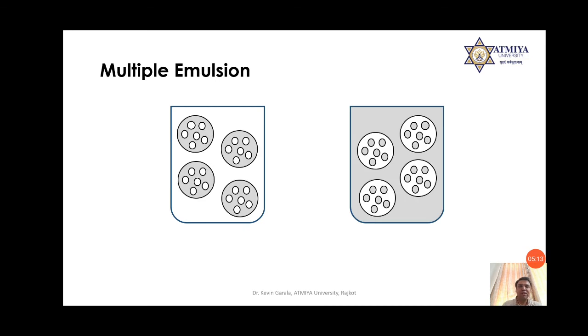Now the next one is a multiple emulsion. So, simply, primary emulsion and multiple emulsion. The difference is that in a primary emulsion only two phases exist, while in a multiple emulsion we consider there are a total of 3 phases. So the first one is a continuous phase. Next, in the case of a primary emulsion we have to prepare an emulsion, and that emulsion is further emulsified with one more phase, so you will get a multiple emulsion.